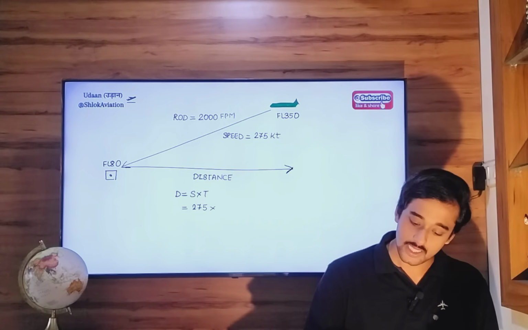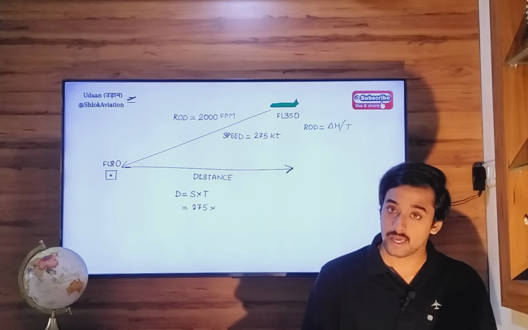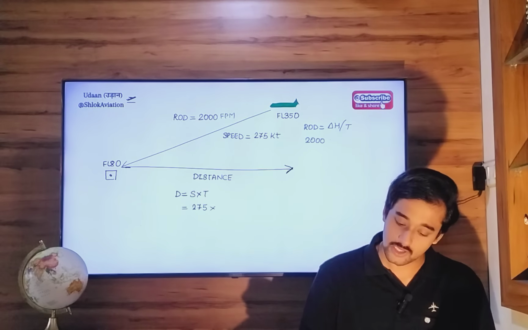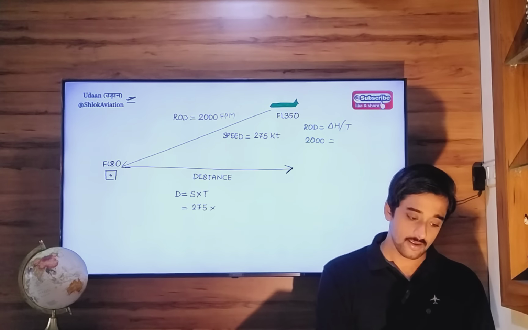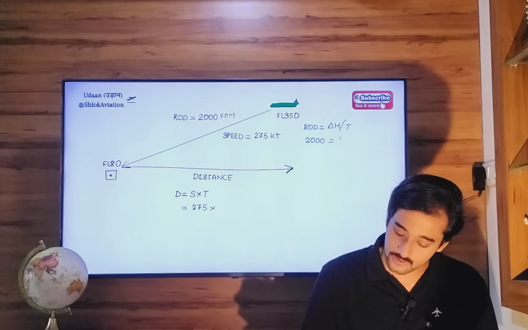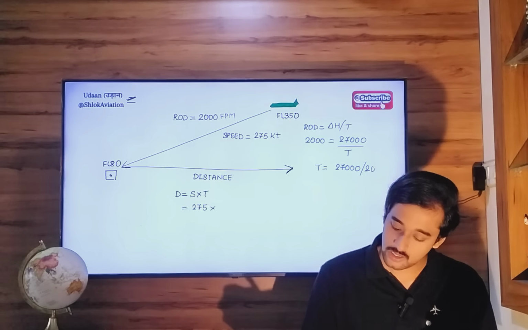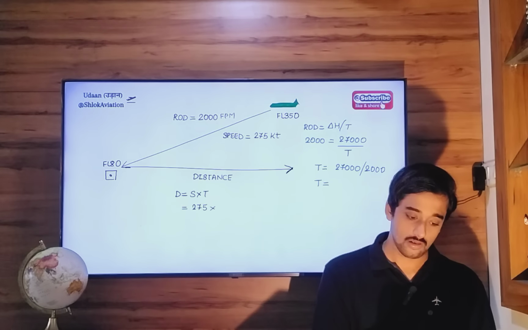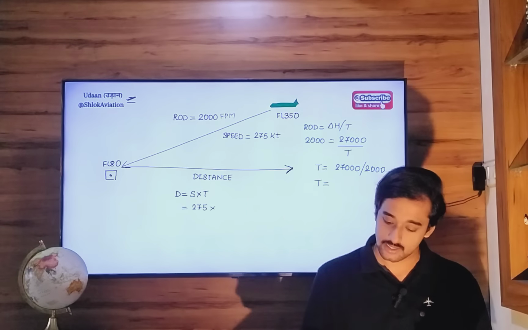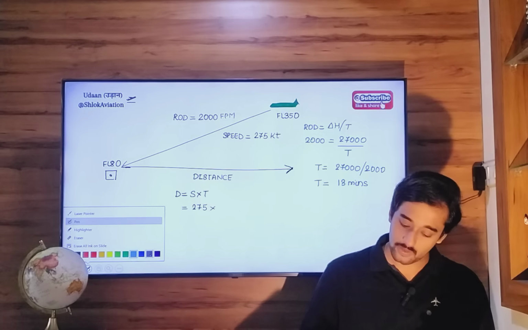So rate of descent equals change in height divided by the time taken. So 2000 feet per minute equals change in height. You are descending from 35,000 to 8,000, that is equal to 27,000, divided by the time taken. So time will be 27,000 divided by 2000, equal to 13 minutes 30 seconds. So approximately 13 minutes. Substitute this value in the distance speed time formula.